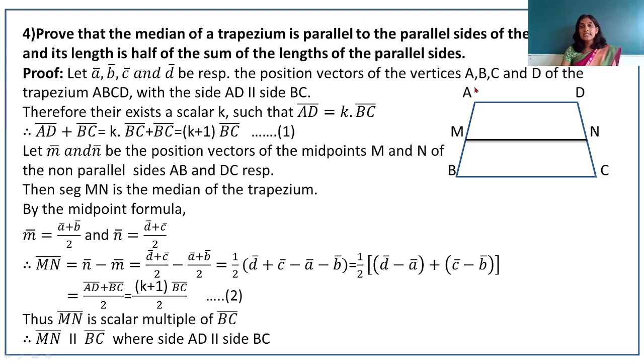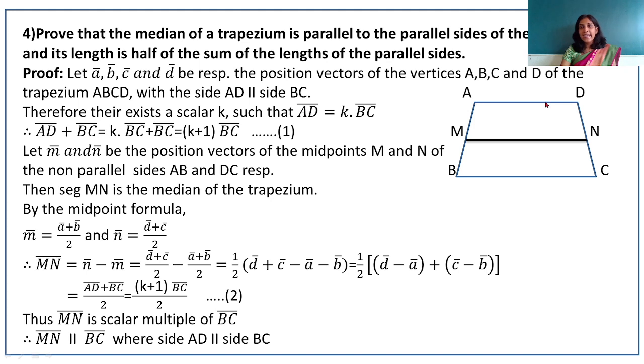So firstly, consider A bar, B bar, C bar and D bar are the position vectors of the vertices A, B, C, D. And the position vector of M is M bar and the position vector of N is N bar. Now, AD is parallel to BC. So these two are collinear. Then by definition of collinear, AD bar is equal to scalar into BC bar. That is AD bar is equal to K into BC bar by definition.